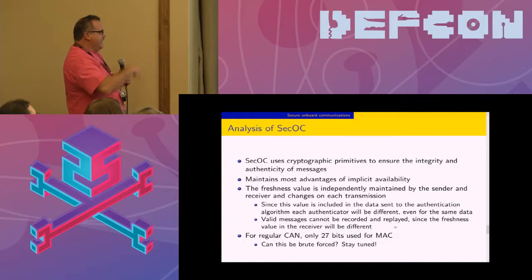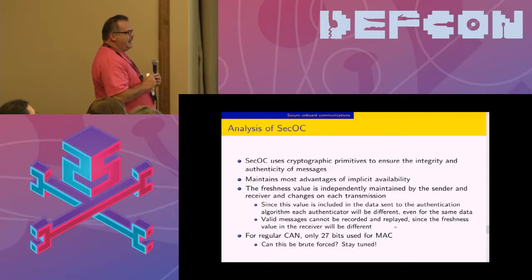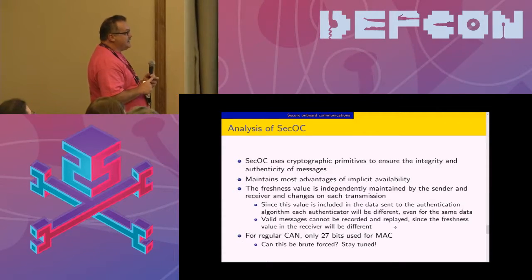And also about the authenticator, that we can truncate that as well. Okay, so let's take a look at this whole method. If I have the freshness value, I can avoid the replay attack, and I have authenticity.